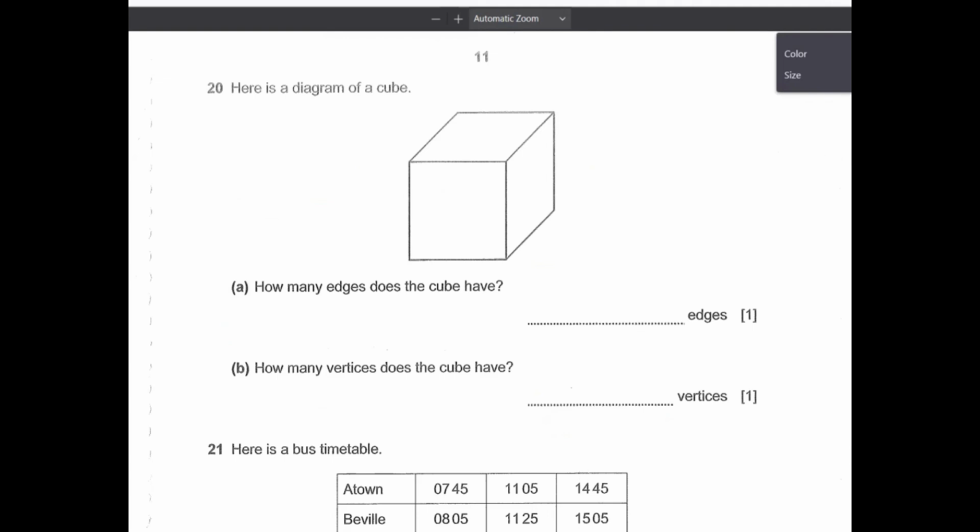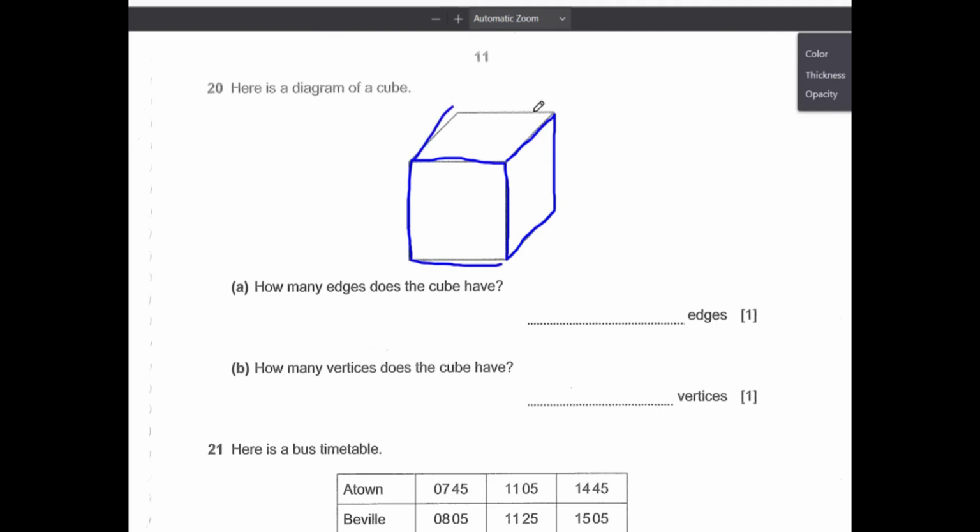Before you do, you need to know what the edges are. Those lines here are the edges. You can count them. 1, 2, 3, 4, 5, 6, 7. This one is 8.